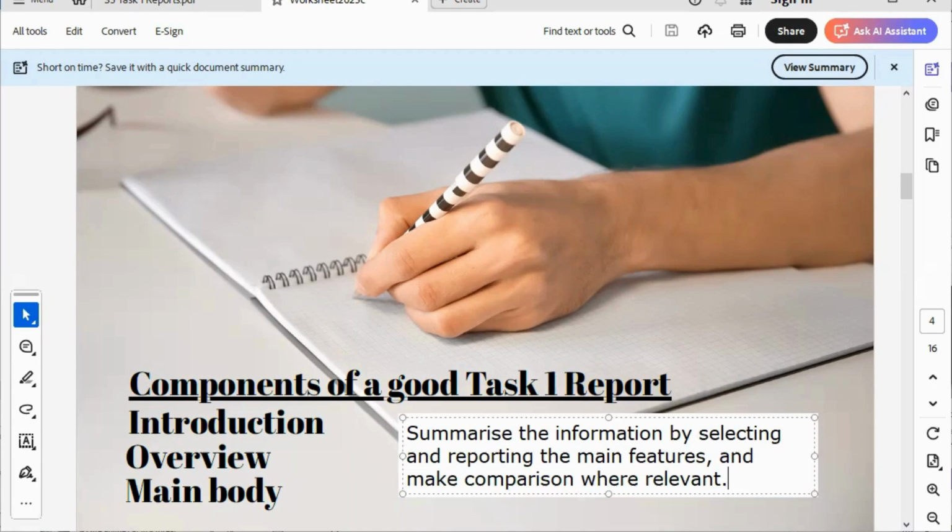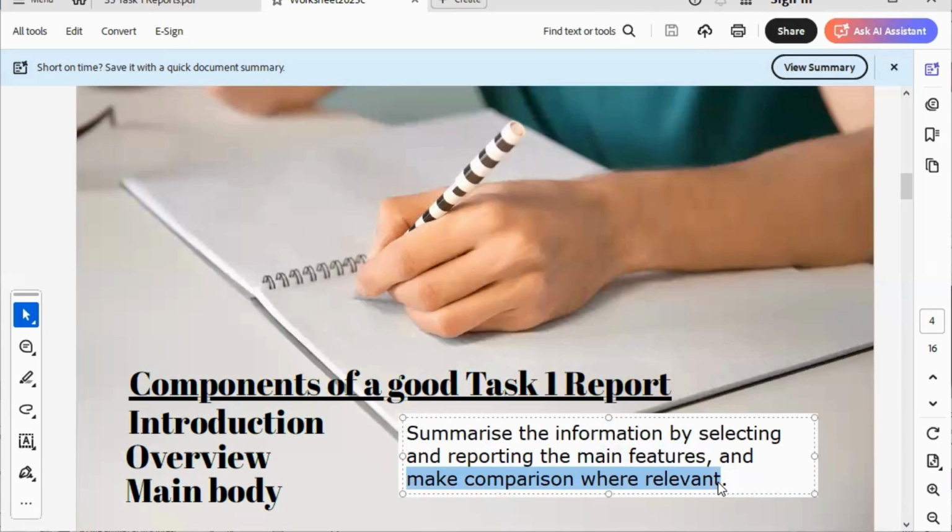That's where you now begin to report the main features, this particular part here. So the first part, summarize the information, is what you do in the introduction and the overview. Then this part, reporting the main features, is what you do in the main body. You report the main features, and then you make comparison where relevant. In other words, in some reports, you will not be able to really make comparison. There will really be no comparison to make. But in many reports, you'll be able to make comparison.